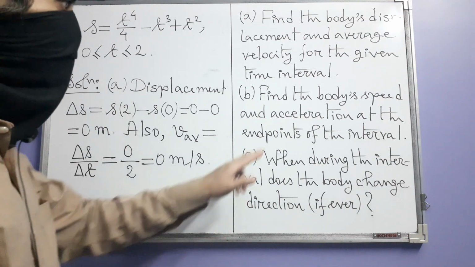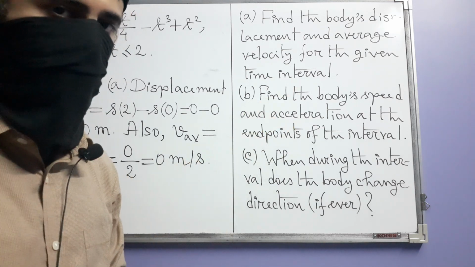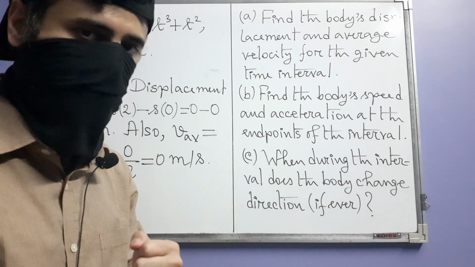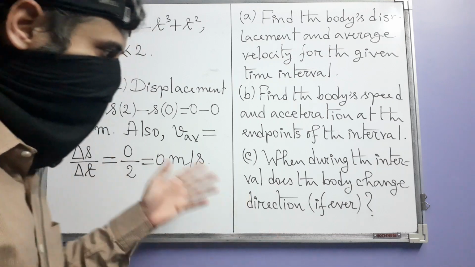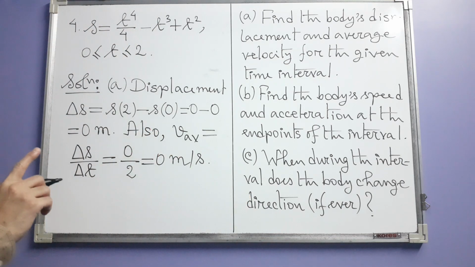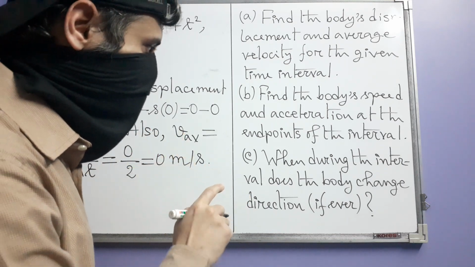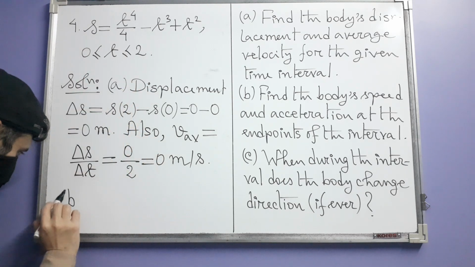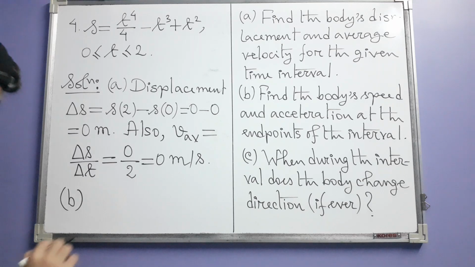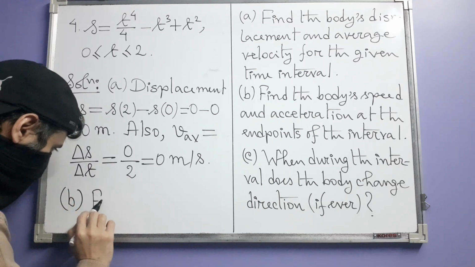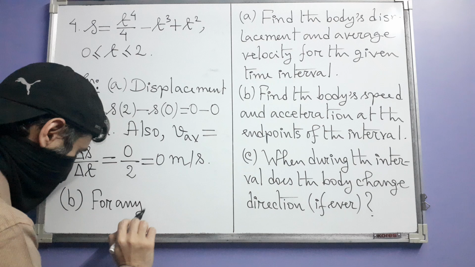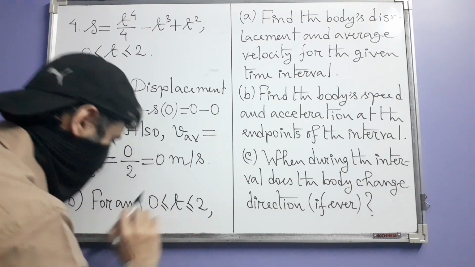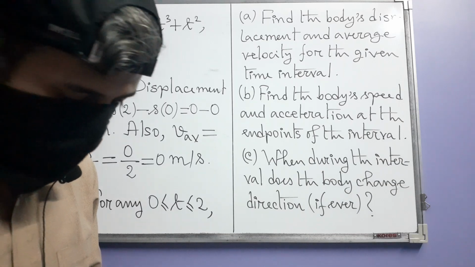Next comes part B. Find the body's speed and acceleration. To find speed, we have to find instantaneous velocity, or in other words, just velocity, not average velocity, and then evaluate that instantaneous velocity at these 2 points, 0 and 2. So let us first find the instantaneous velocity. For any t in this interval, we now find v of t.